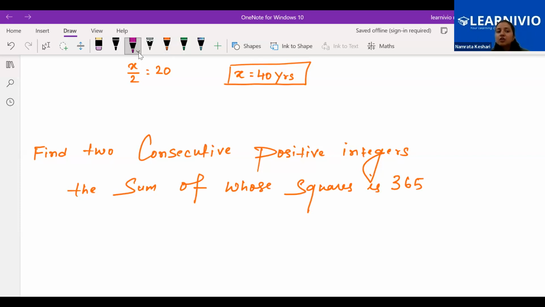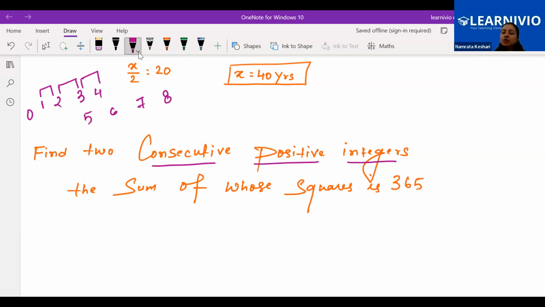Now, if you look at the pattern of integers, you will find 0, 1, 2, 3, 4, 5, 6, 7, 8. These are the integers. If you focus on positive integers 1 through 8, you will find that there is a gap of 1. Every time we get the consecutive, the next integer, by adding 1 to the previous integer. So here it's talking about consecutive positive integers. We can assume one of the integers as x, and the consecutive to it will be x plus 1. Is it clear so far to everyone?